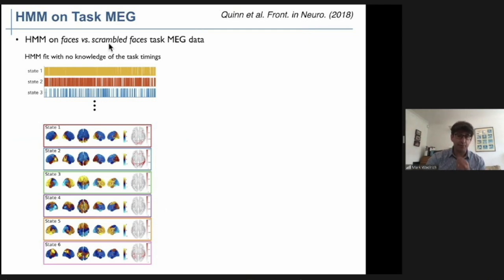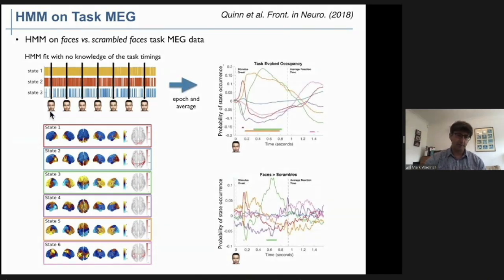He worked with a very simple faces versus scrambled faces task MEG data set. What we did is simply fit the HMM in exactly the same way that we fit the HMM to resting state data. So we have no knowledge of the task timings. It's completely unsupervised. This gives us the state time courses as well as the functional brain network descriptions. What we can then do is bring in the task timing information at that point, so the timing of the presentation of the faces, and then do an evoked response analysis time locked to those images. These evoked responses for each of the state time courses can be thought of as the probability of being in a particular state time locked to the presentation of the stimulus.